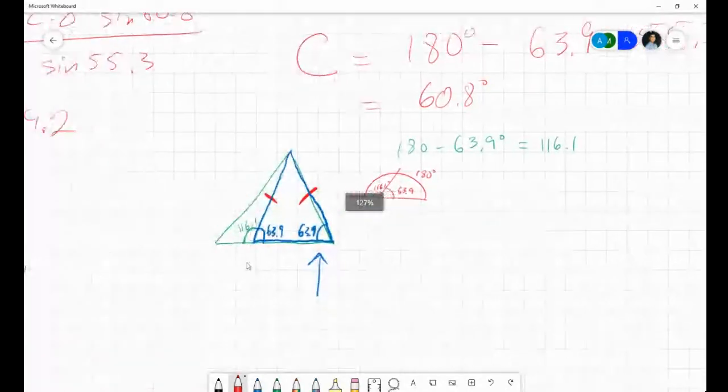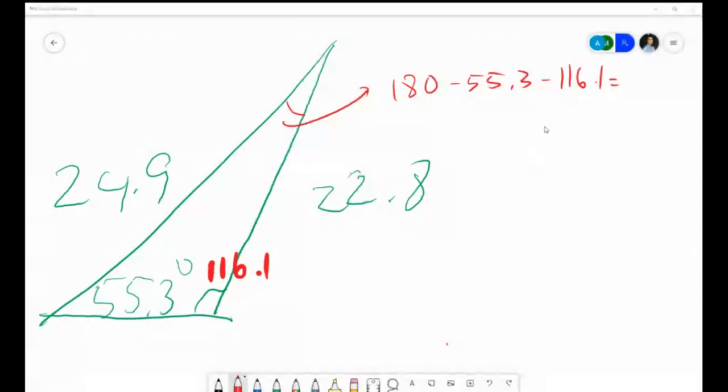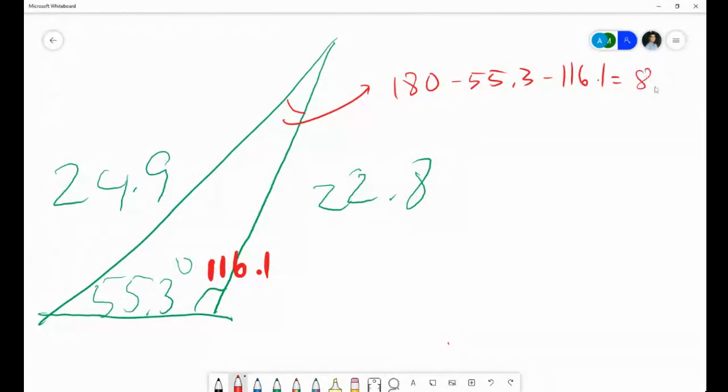All right, so if I know that, then I can find out what the third one is. So here, I can find out this angle, which is 180 minus 55.3 minus 116.1. What do you get for that? So I got 8.6 degrees. Okay, so we're almost done.